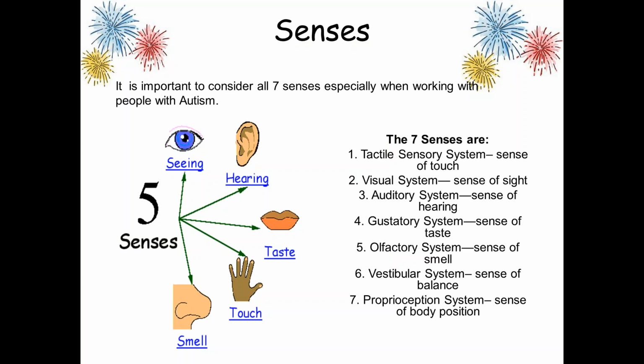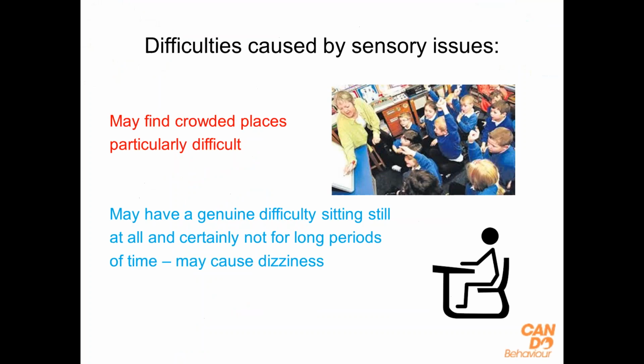The physical does apply to sensory. We often talk about the 5 senses, but on the autism spectrum there are 2 more, vestibular and proprioception, which are about balance and body position. So the physical side of it would actually be something that you might be supporting for, and I'll explain what I mean by that, because some of the difficulties caused by sensory issues, which are about the physical sense, are spatial awareness. Crowded places are particularly difficult, but also sitting still can cause dizziness.